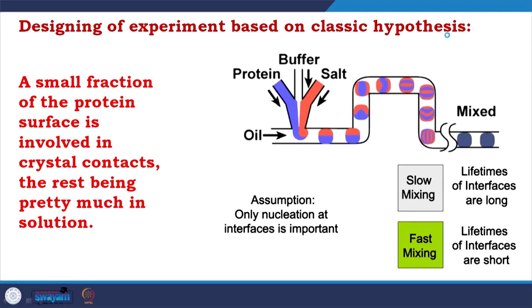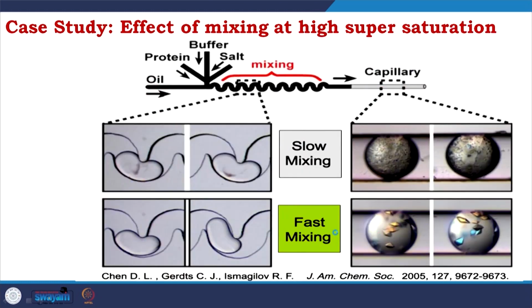Whitesides' group, the Ismagilov group, have utilized this. They have set up the system in a way so that they are mixing it, and the mixing is either slow mixing or fast mixing. Slow mixing means the lifetime of interfaces is long, and fast mixing means the lifetime of interfaces is short. The assumption is that only nucleation at interfaces is important. So, what did they get? They made different case studies of crystallization.